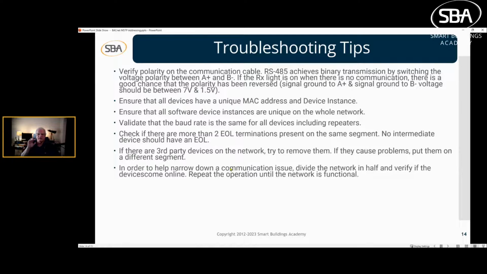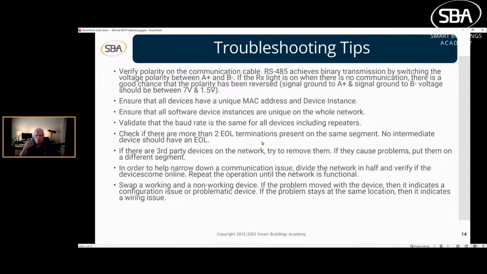In order to help narrow down a communication issue, divide the network in half and verify if the devices on that half are online. Repeat this operation until the network is functional. So you start with the whole network, divide it in half, see if communication picks up. If it does, then the problem's on the half you excluded. Re-include it, divide that in half, and keep dividing until you find the device that's offline.